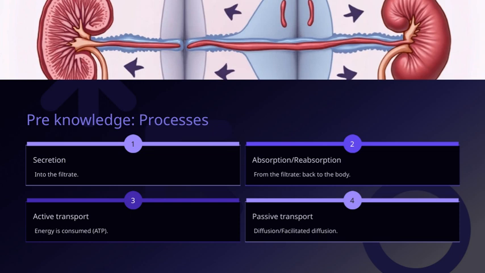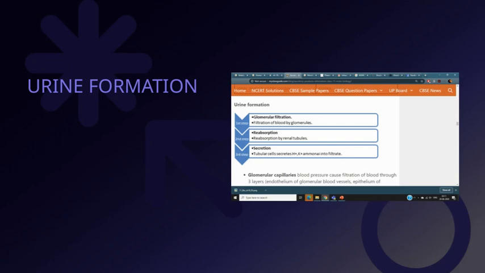Then we have active transport, which is a bit different because it consumes energy, specifically ATP. This process moves substances into the filtrate when necessary, such as during secretion. Secretion helps the body get rid of waste or regulate substances more precisely. So overall, these processes, diffusion, facilitated diffusion, active transport, and secretion, are essential for maintaining the body's balance. They work together to ensure that the right substances are absorbed, reabsorbed, or secreted at the right times, keeping our internal environment stable.